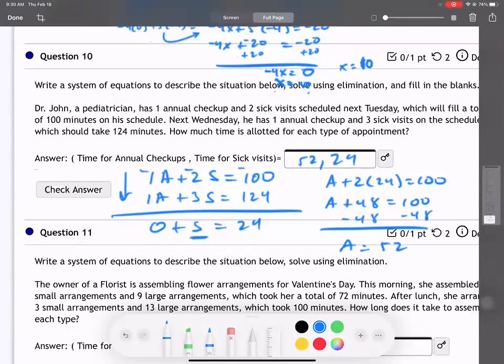Now, some students just guessed the answer 52. I have no clue how you guessed 52. And they said, oh, Mr. Ko, A is obviously 52. And they just plugged it in to solve for the second value, the sick visits. And nope, that's not enough work. That's just you cheating somehow.